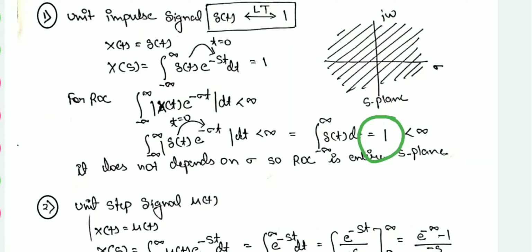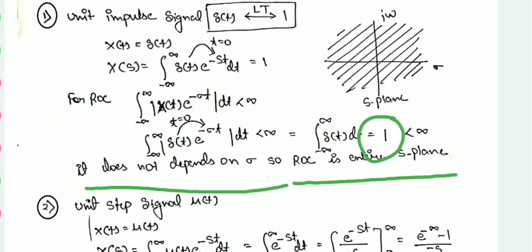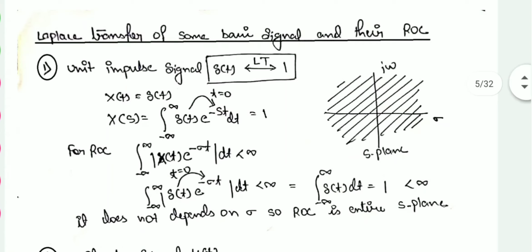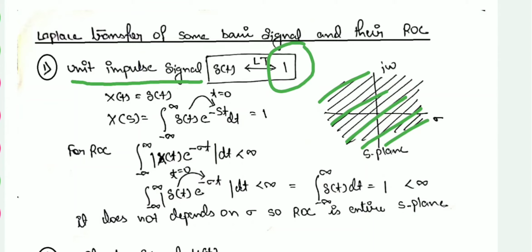Therefore, as this integral is always equal to 1 and is less than infinity, and it does not depend on sigma, the ROC is the entire plane. When we plot it in the s plane, the ROC is defined as the entire plane of the system. Therefore, the Laplace transform of the unit impulse response is nothing but 1, and the ROC is the entire plane.